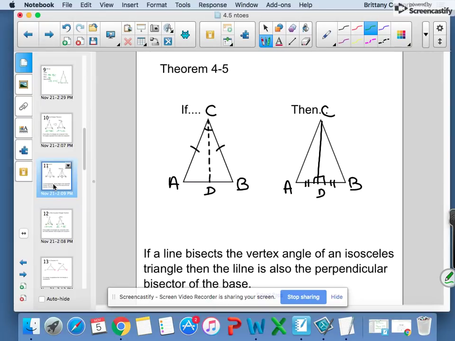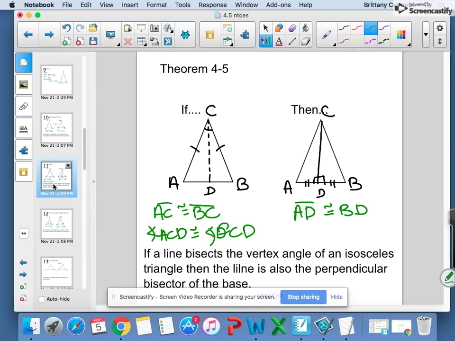Our next theorem doesn't really have a name, so we just call it theorem 4 or 5. This says that if a line bisects the vertex angle of an isosceles triangle, then the line is also the perpendicular bisector of the base. So if we have AC is congruent to BC, and we also have that angle ACD is congruent to angle BCD, then we can say that AD is congruent to BD, so that's what bisecting means, and then perpendicular, we can say that CD will be perpendicular to AB.